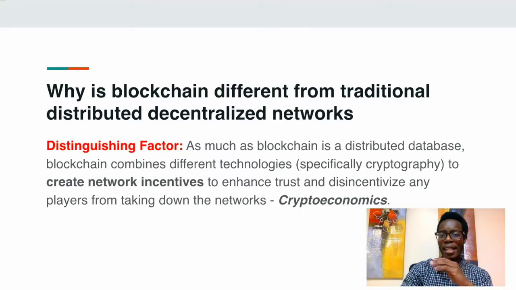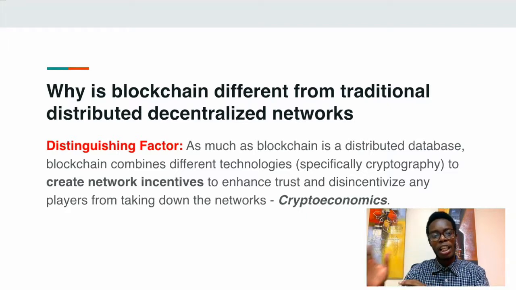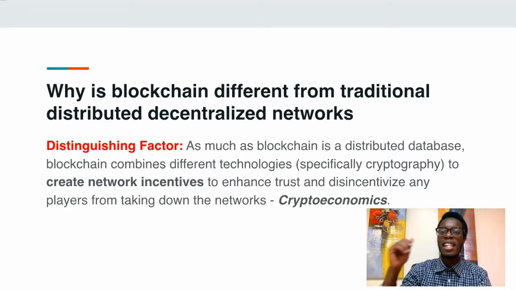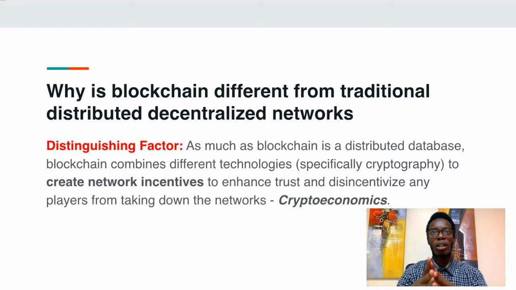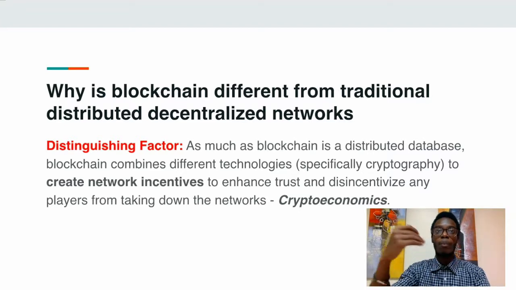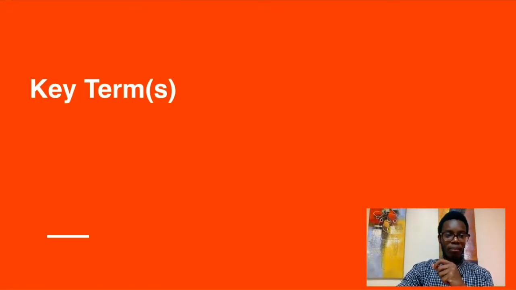As much as blockchain is just a distributed decentralized database, blockchain combines different technologies, specifically cryptography, and creates network incentives to enhance trust and disincentivize any players from taking down the network. We talked about the protocol coming in and ensuring security and making sure transactions cannot be deleted and cannot be altered. And this aspect of the protocol that allows for this is something we call crypto economics. And this is something we'll explore deeper as we get to the technicalities of blockchain technology in module 3. But let's just define what crypto economics is for a start.